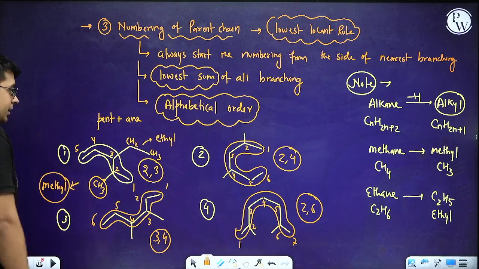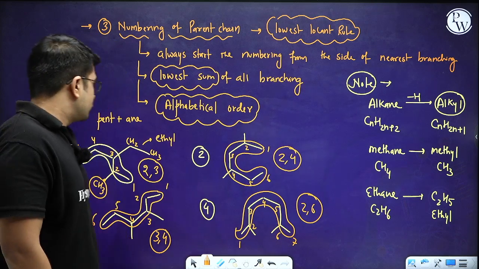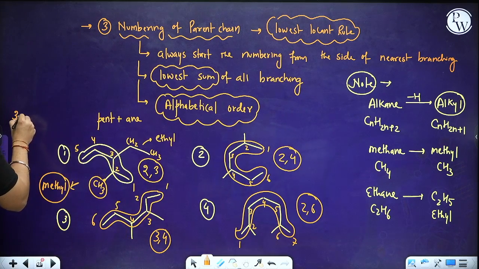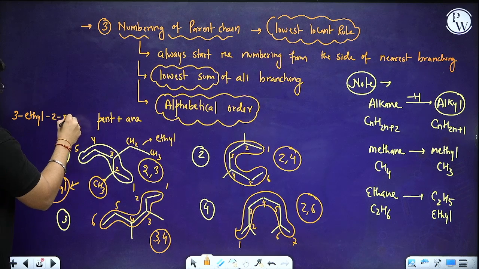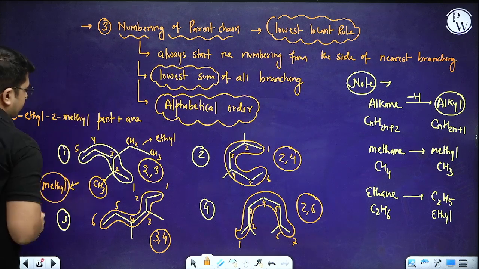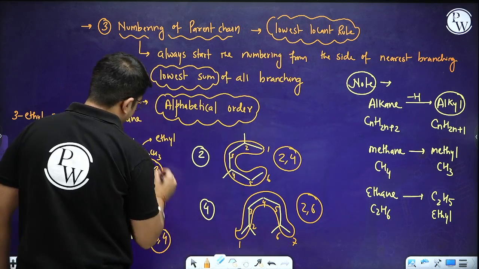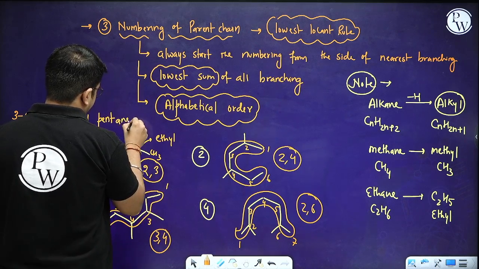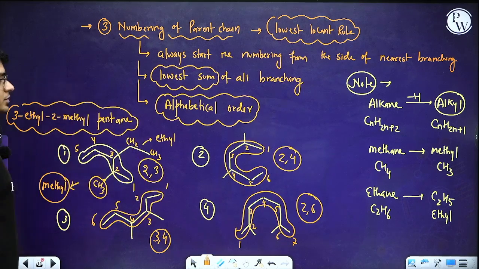If it is like that, then you have to follow the alphabetical order while writing the name. So in this case, on third position, it is ethyl. On second position, it is methyl. Then pent plus ane. So the actual name becomes 3-ethyl-2-methylpentane. Okay, I hope this entire part is clear.